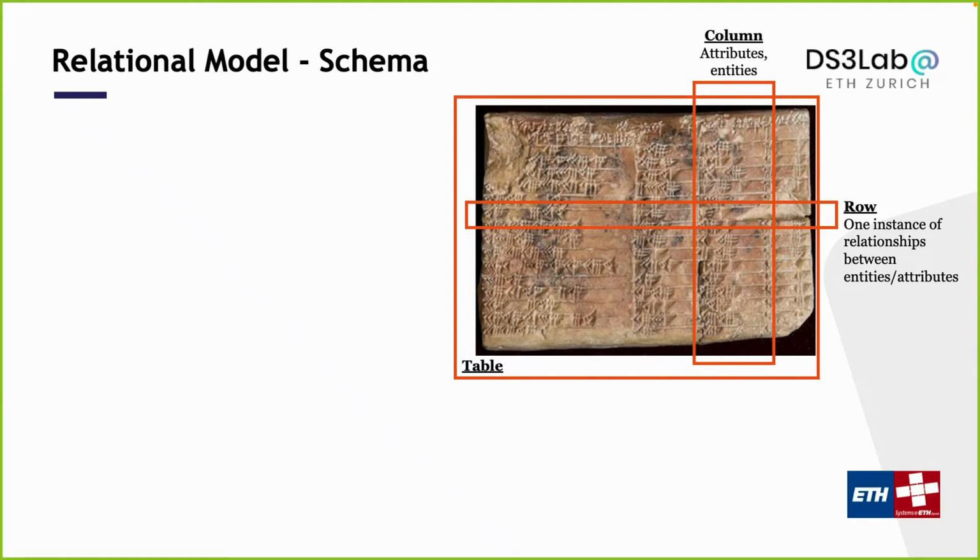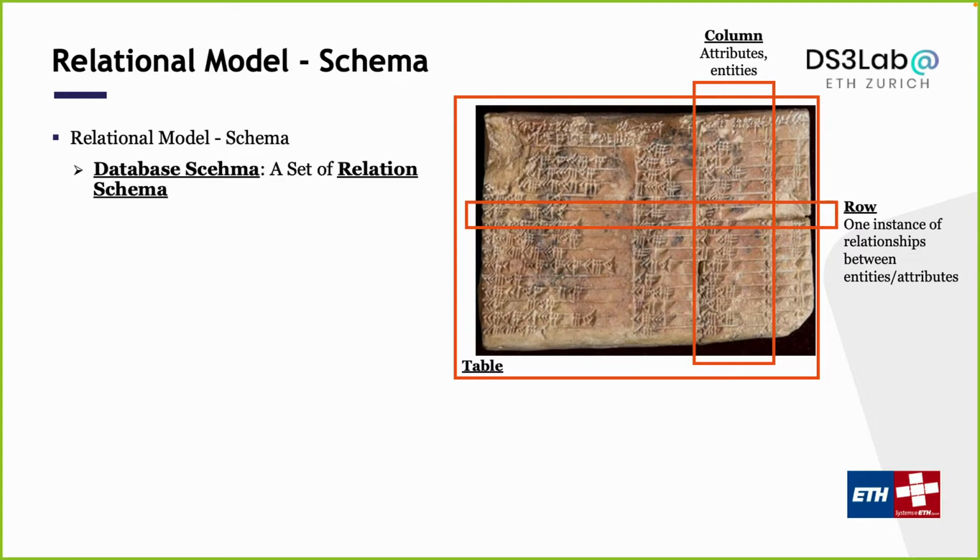The whole thing contains a collection of tuples, or relationships between entities. And for every single entity, if you take every single column, you have some attribute of a certain entity. So that's a table. Now let's try to define this in a more formal way. In the relational model, when we define schema, this is what we mean.